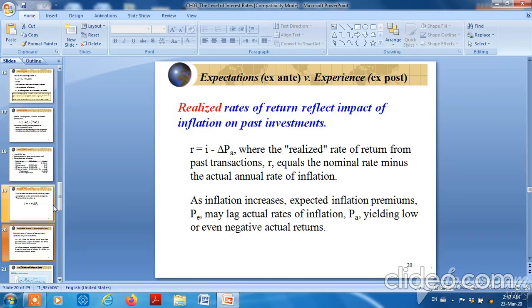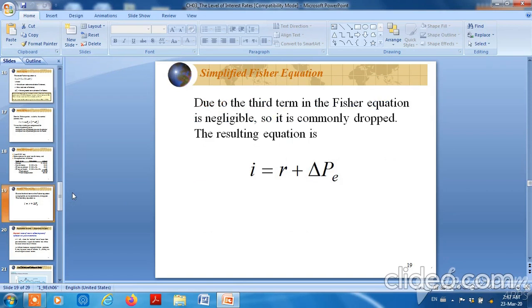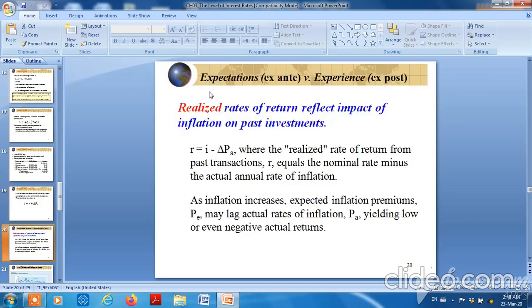طيب يبقى أنا لما كنا بنحسب ال I النومينال interest rate من simplified Fisher equation كنا بنقول إن ال I النومينال interest rate equal R, real rate of interest, plus delta PE, ال expected rate of inflation. وخد بالك ان احنا قلنا دلتا بي اي expected علشان كده بيقول لي هنا expectations يعني المتوقع اكسانتي اللي هو السابق للحدوث.